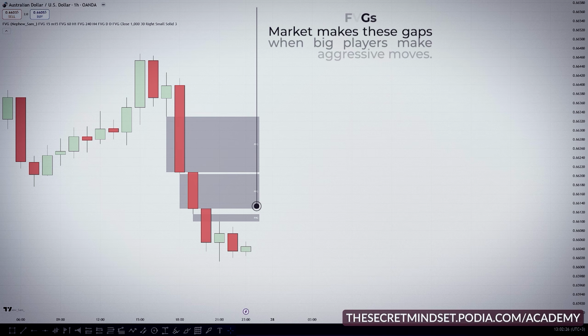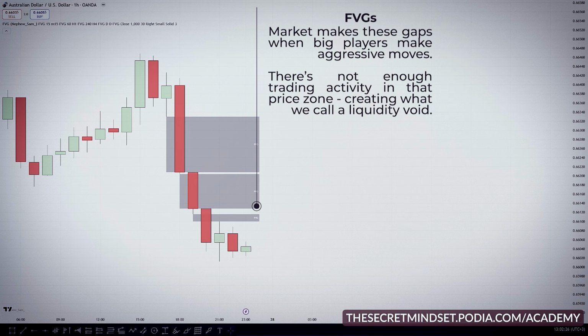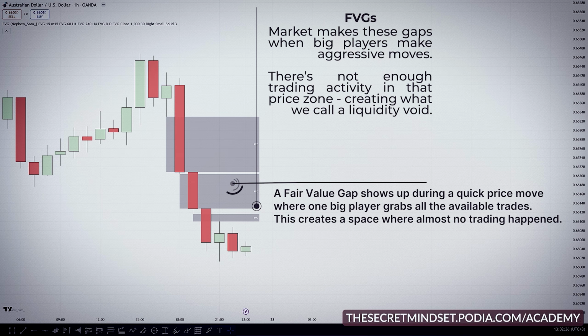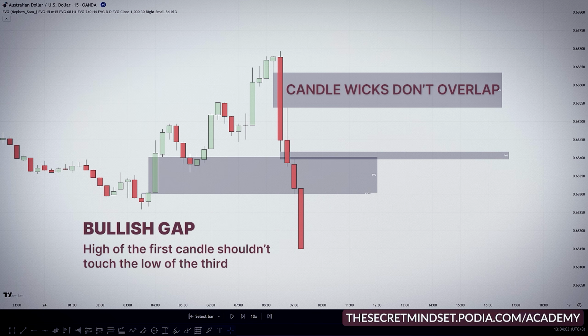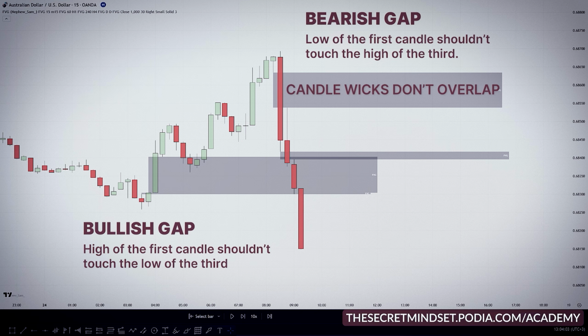The market makes these gaps when big players make aggressive moves. This happens because there's not enough trading activity in that price zone, creating what we call a liquidity void. Think of it like this. A fair value gap shows up during a quick price move where one big player grabs all the available trades. This creates a space where almost no trading happened. The trick is to spot when these candles don't overlap. So in a bullish gap, the high of the first candle shouldn't touch the low of the third. In a bearish gap, the low of the first shouldn't touch the high of the third.